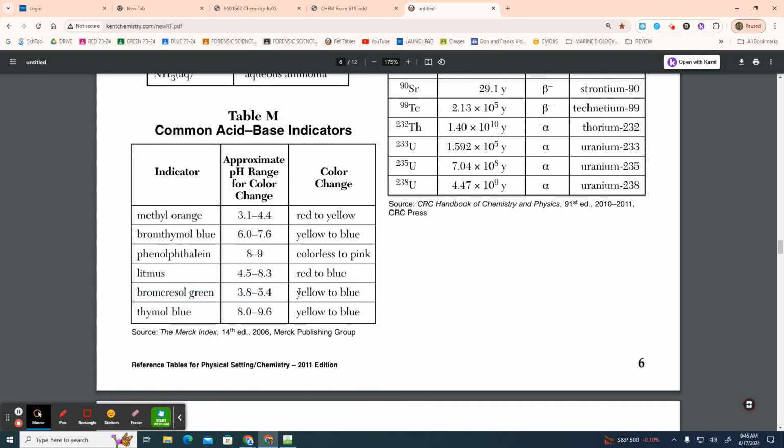If they had said, what color would it be if it was a pH of 2, then it would be yellow. If they had said, what color would it be with a pH of 4.5, it would be green. Want to know how I got that? Yellow and blue make green.